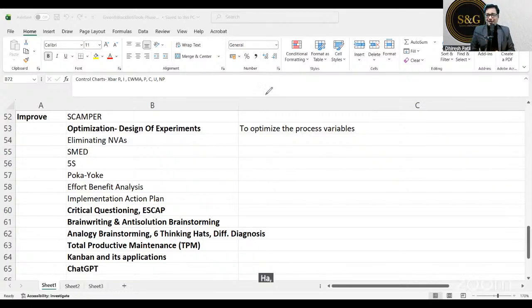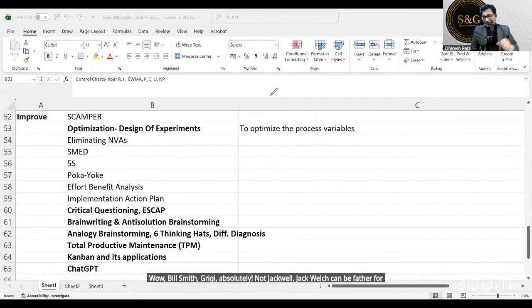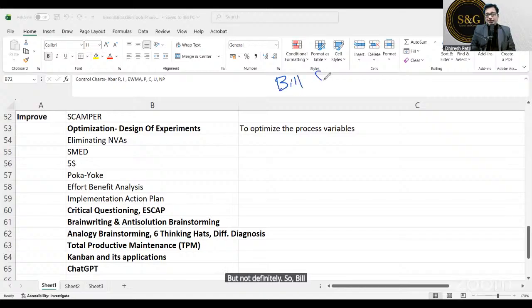Anita ji, I will give you an example of this. Wow, Bill Smith, Girish ji, absolutely. Not Jack Welch. Jack Welch can be father for General Electric, but not definitely this. So Bill Smith is the one who started this journey, and after Bill Smith, there was another gentleman.